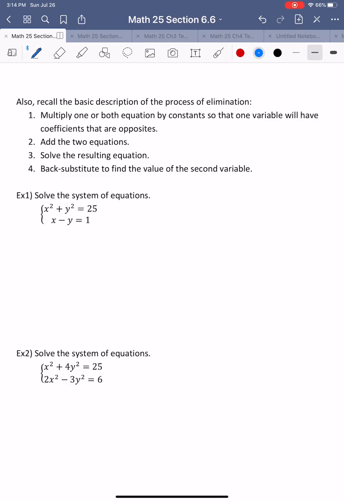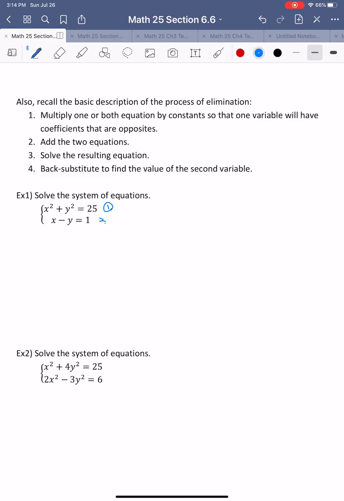Okay, example 1. There's no way we can use elimination because the first equation has a degree of 2 but the second equation has a degree of 1. Elimination means the addition method, and you cannot add or subtract unlike terms. Like terms must have the same degree. So this time we have to use substitution.